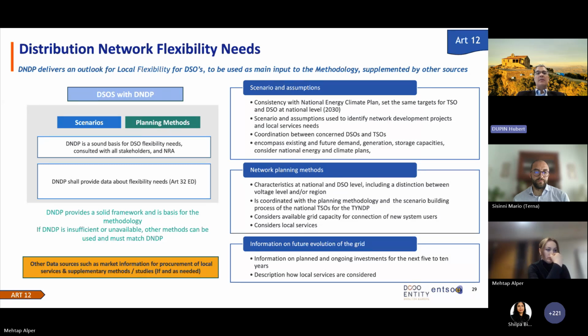In any case, this methodology says whatever you use has to have the same quality criteria as the network development plan. You must be clear on scenarios and assumptions and have the same criteria of consistency as the network development plan. You also need to be clear on what criteria you use to define your flexibility needs. And of course, you need to define how much flexibility you have.